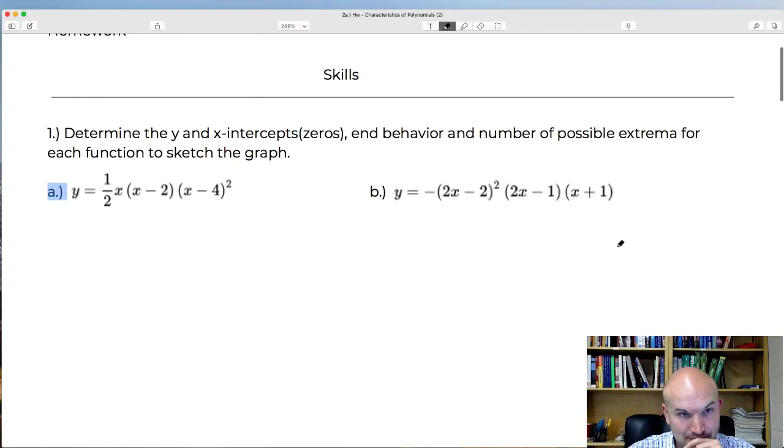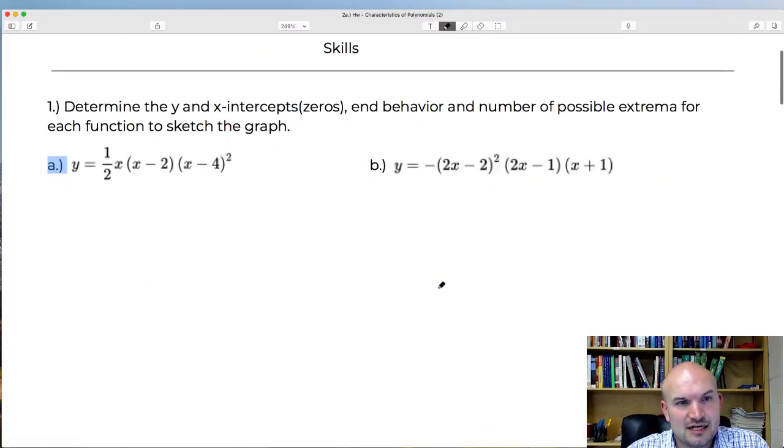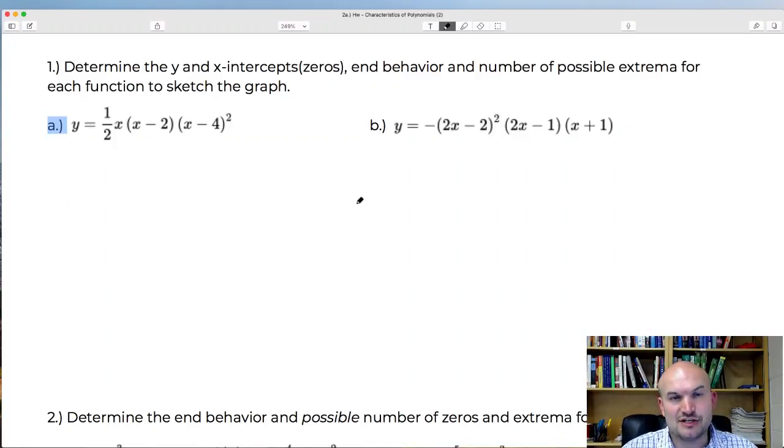All right. The first one is talking about determining the y and x intercepts, which we talked about as the zeros, the end behavior, as well as number of possible extrema for each function to sketch the graph. So we're also going to be sketching the graph. And a couple things that we worked on, we were talking about the x intercepts, which is the real zeros. So it's not just zeros, but it's going to be the real zeros of the polynomial.